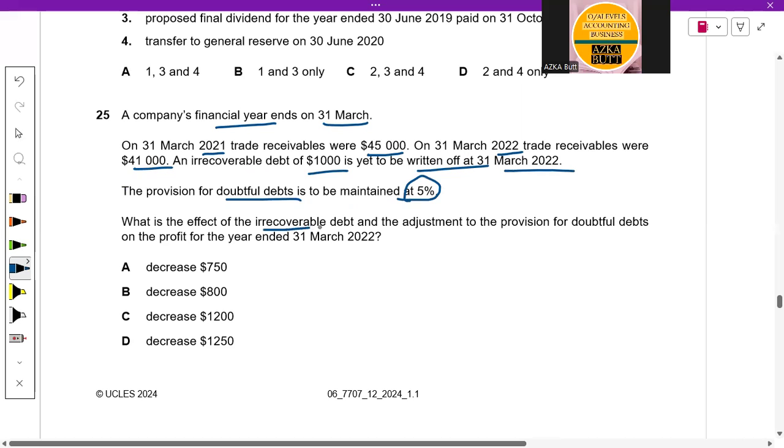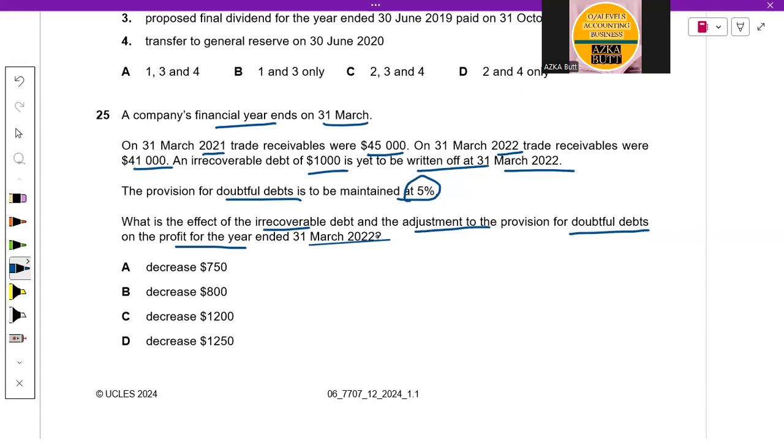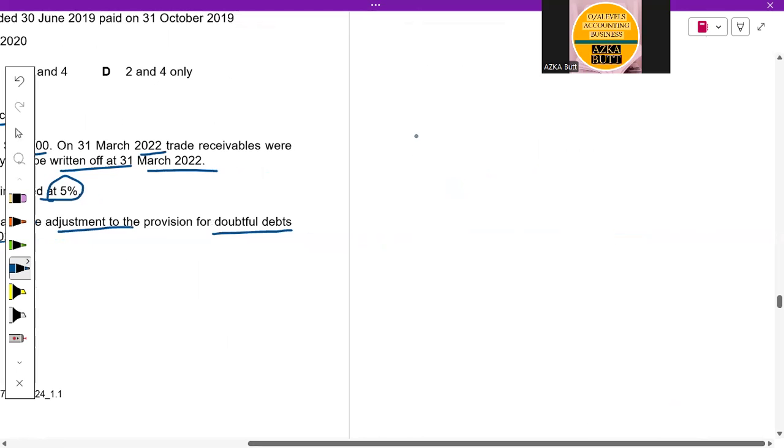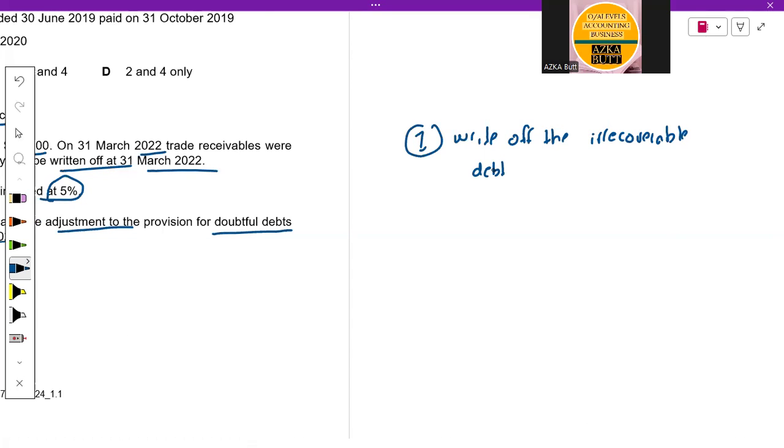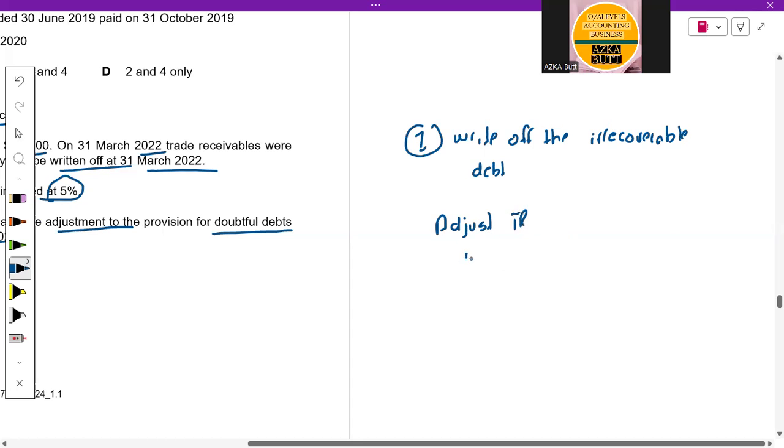What is the effect of the irrecoverable debt and the adjustment to the provision for doubtful debts on the profit for the year ended 31st March 2022? So basically, first of all, let's take step one: write off the irrecoverable debt. The irrecoverable debt reduces the trade receivables directly. So after writing off the $1,000 debt from the trade receivables at 31st March 2022, the adjusted trade receivables would be 41,000 minus 1,000, which is equal to 40,000.